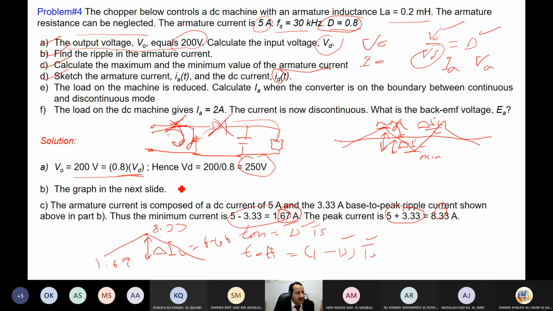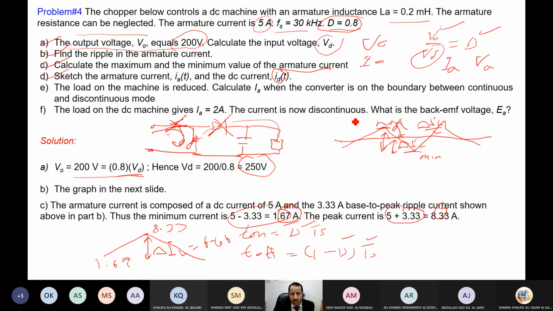Now last, we still have two points. The load on the machine is reduced. Calculate IA when the converter is on the boundary between continuous and discontinuous conduction mode. I will solve them together in one slide. And the load on the DC machine gives IA 2 ampere.